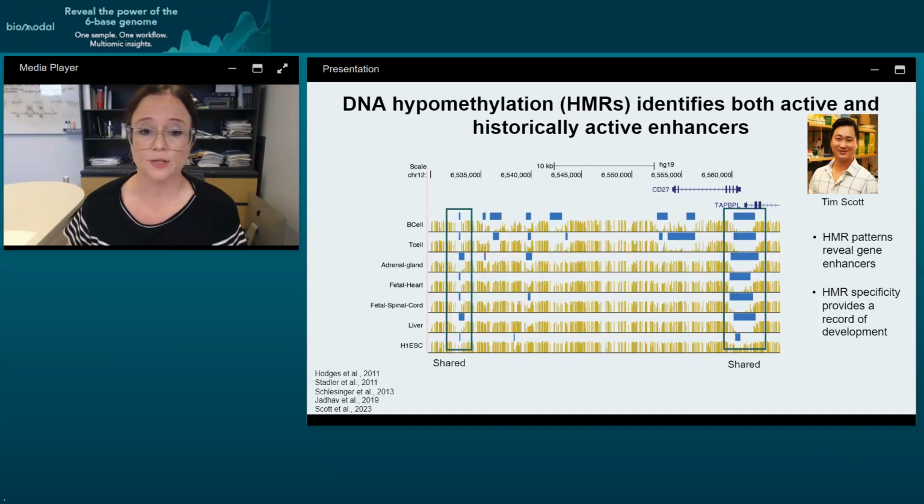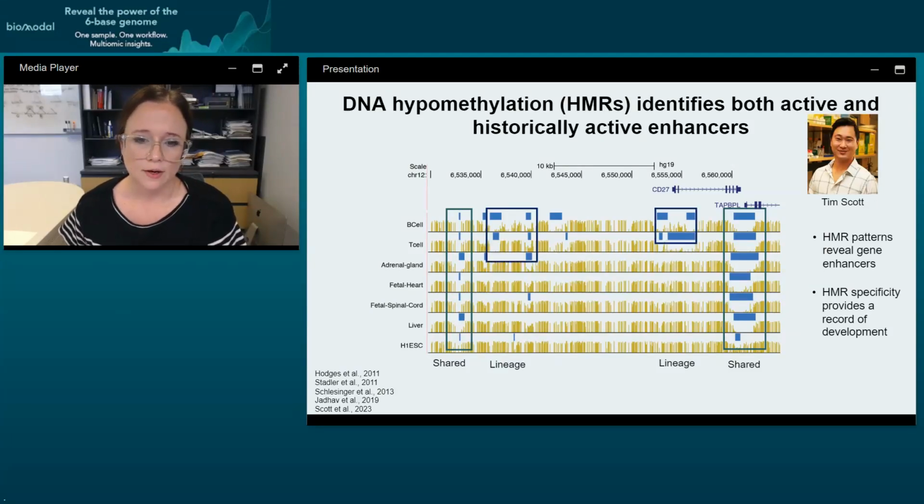We think that these HMRs, these hypomethylated regions, are established early on during development. There are other regions that are shared between a subset of cells. So these are lineage specific, that are established as cells differentiate. And those that are more cell type specific, we think those represent enhancer regions that are probably active in the cell type in which they are identified. So these HMR patterns really reveal enhancer patterns.